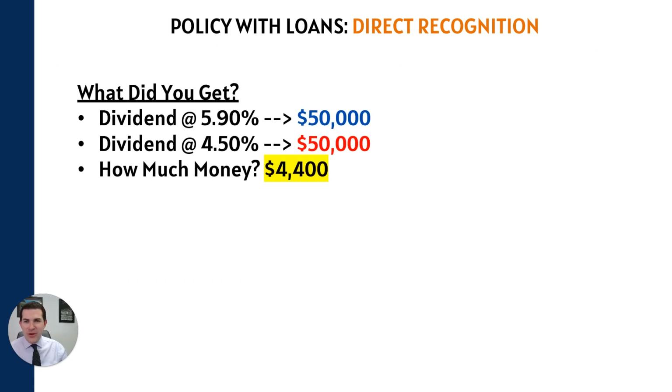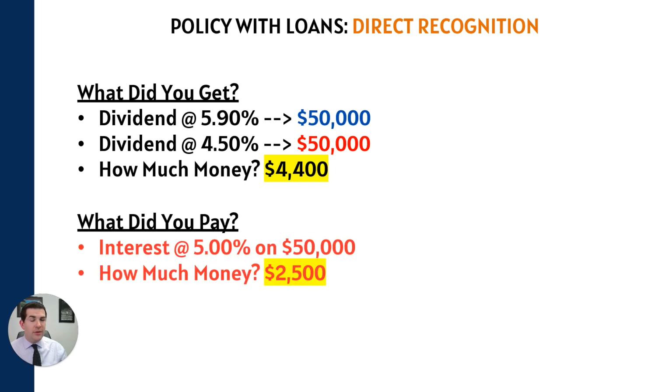So, with direct recognition, what did you get? On the non-borrowed $50,000, you got the 5.9% dividend. On the borrowed $50,000, you got the 4.5% dividend. The net came out to $4,400. What did you pay? Your cost to borrow was 5% on $50,000. You paid $2,500. What's the net impact there? You're still positive $1,900. Let's compare them side by side.